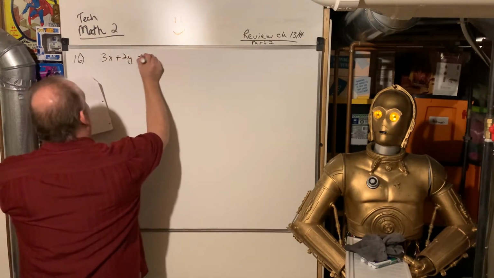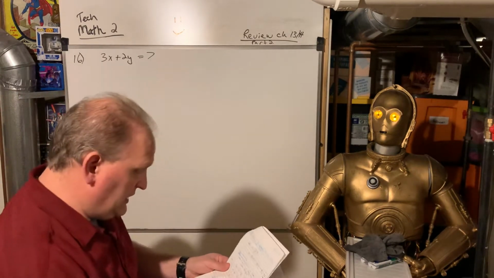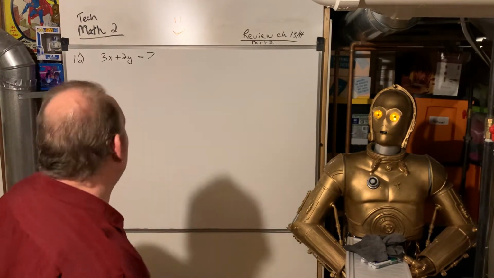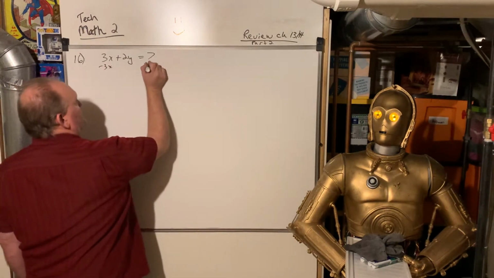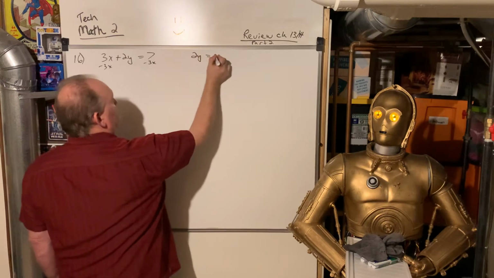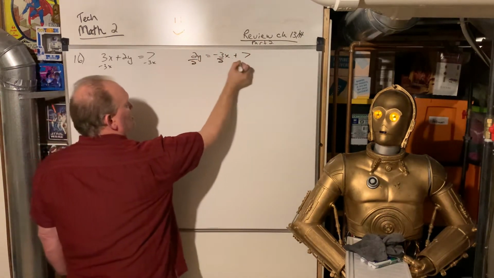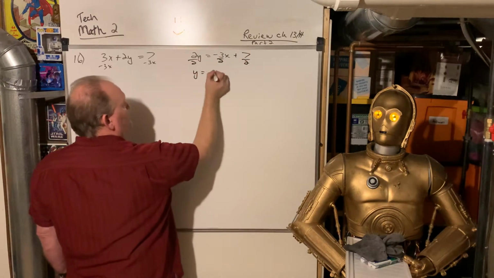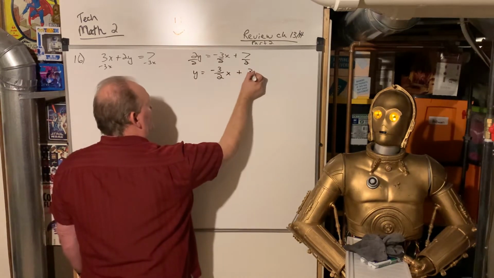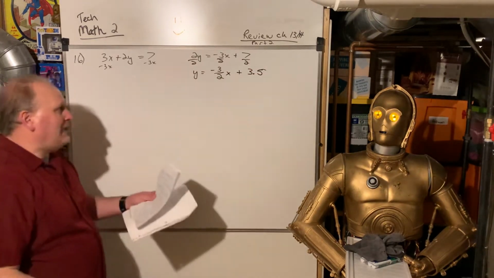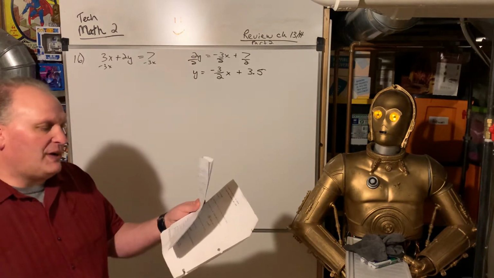First, let's write that as y equals, okay? So let's solve this for y. So negative 3x, 2y is equal to negative 3x plus 7, and then divide everything by 2. So y is equal to negative 3 halves x plus 3.5. All right? So why did we do that? They didn't tell us to do that. We have to do that because we need the slope of the line.